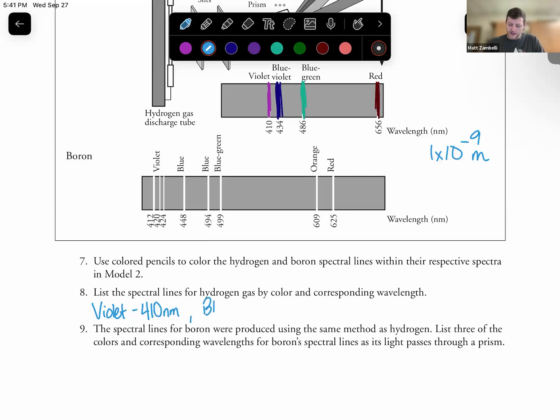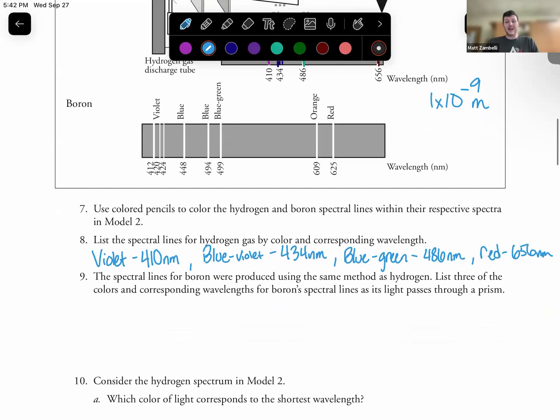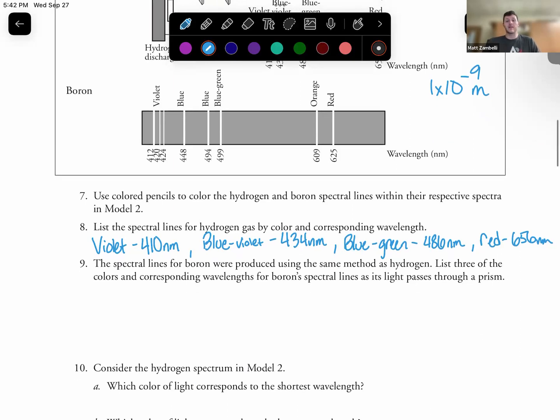The next one is blue-violet, which is 434 nanometers. The next one is blue-green, which is 486 nanometers. The last one is red at 656 nanometers. So we have all four of those with their corresponding wavelengths. Question 9 is talking about the same thing for boron as we did for hydrogen, making sure you're picking 3 of those colors and any of the wavelengths from those 3 colors.